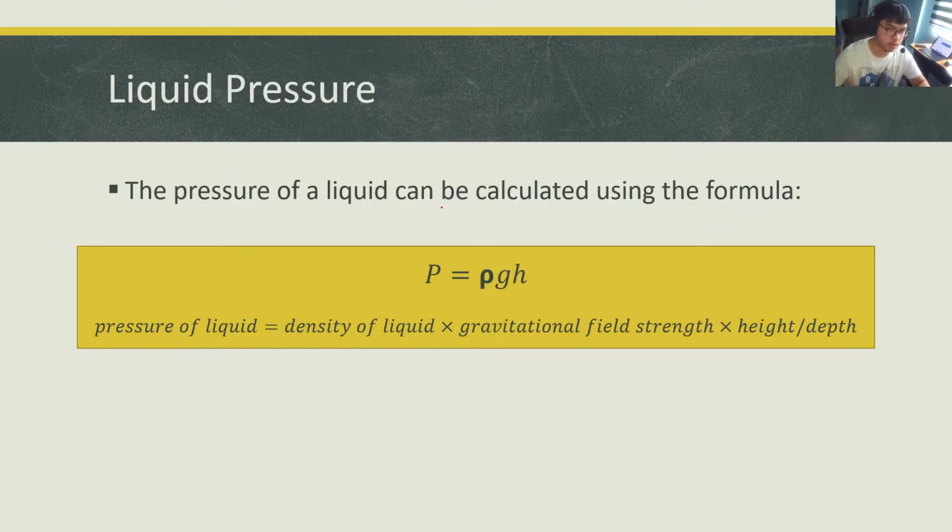P, which stands for pressure, is equal to rho G H. So rho, that is a Greek letter. You write it down like this, sort of like an E with a long tail. And that stands for the density. G is the gravitational field strength, and H is the height of that point.